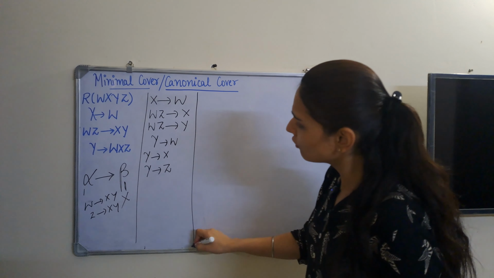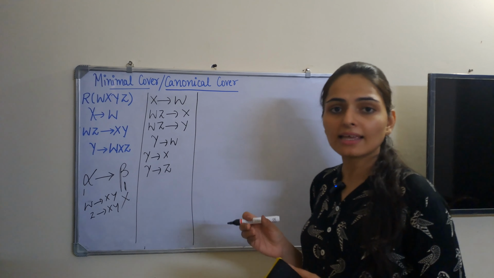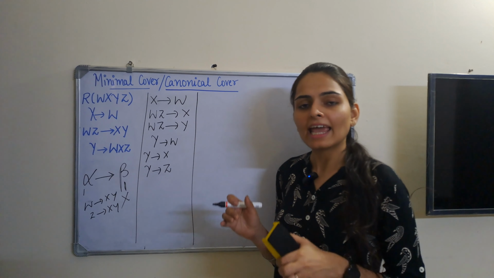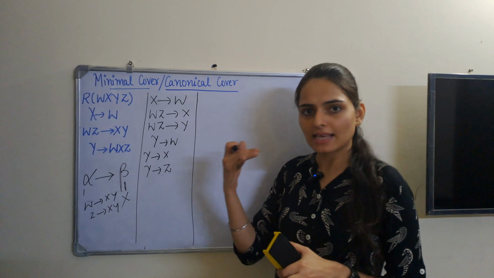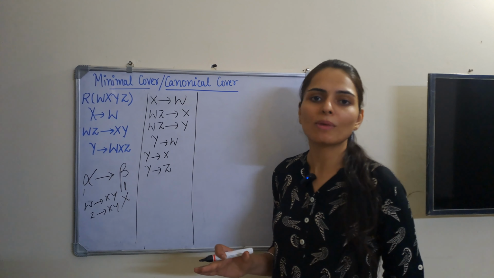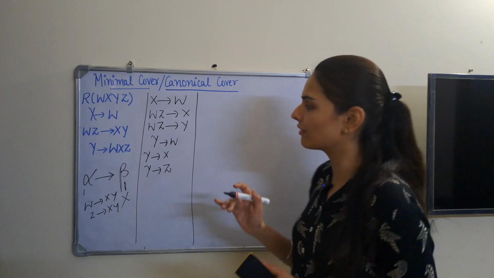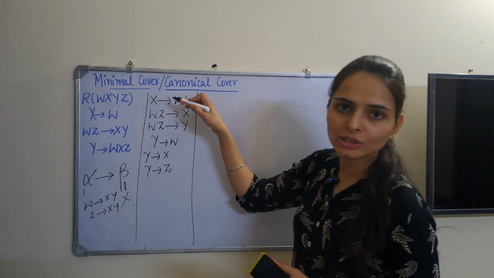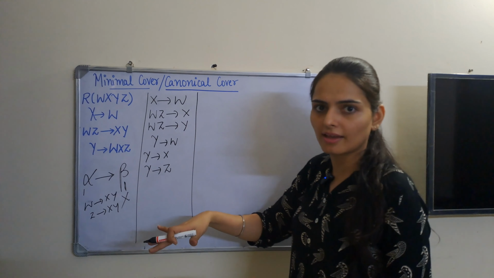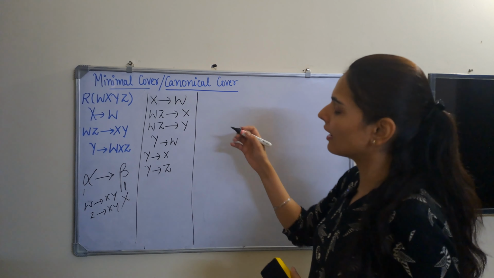Now what do we do to find redundancy? When we say that some functional dependency is redundant, it means that whether that functional dependency is in the system or not in the system is not going to make any difference. So in this set of functional dependencies, if this functional dependency is there or not there, it will not make any difference to the system. So how do we find that out?